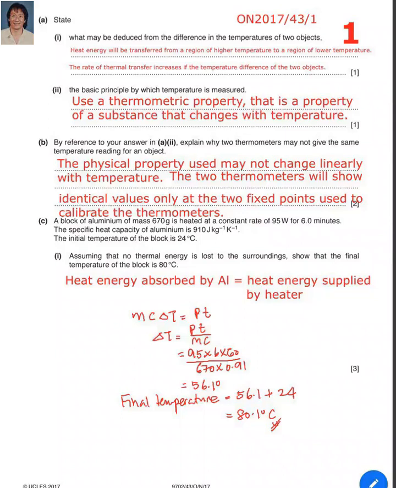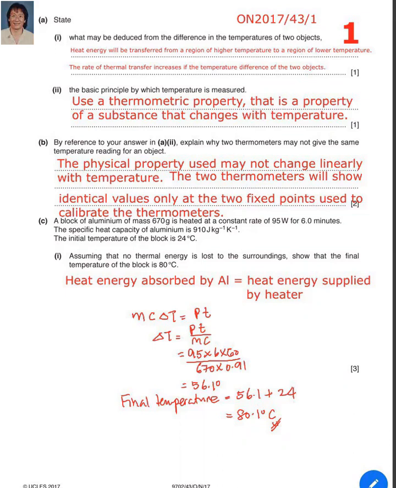The two thermometers will show identical values only at the two fixed points used to calibrate the thermometers. The two fixed points usually used to calibrate the thermometers are the ice point at 0 degrees Celsius and the steam point at 100 degrees Celsius.